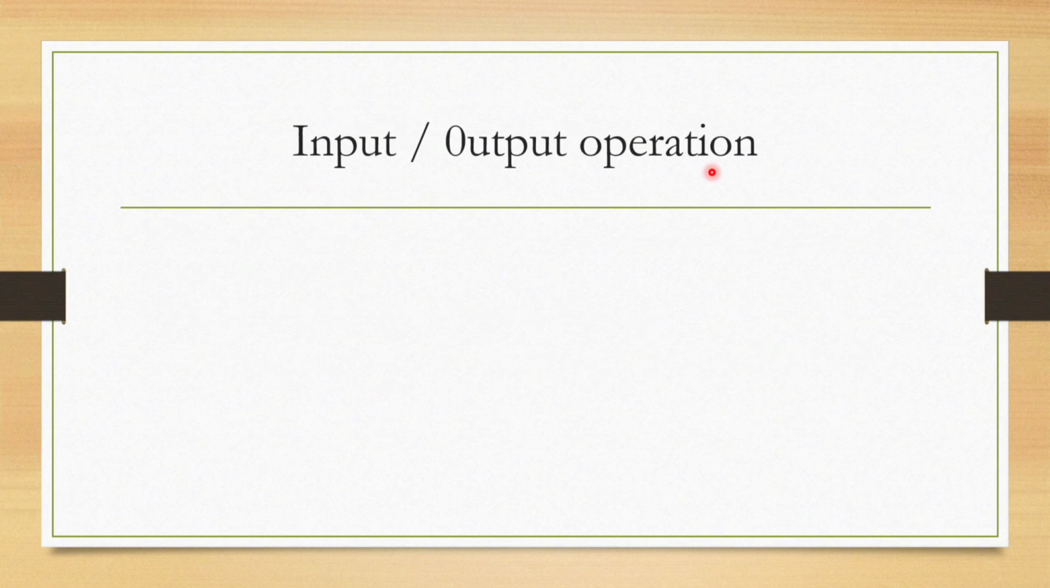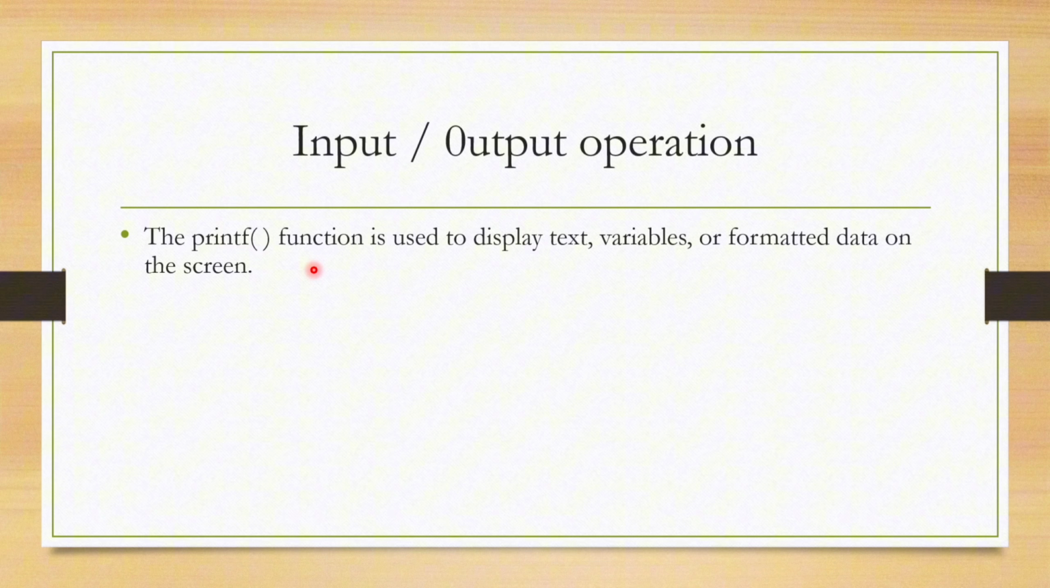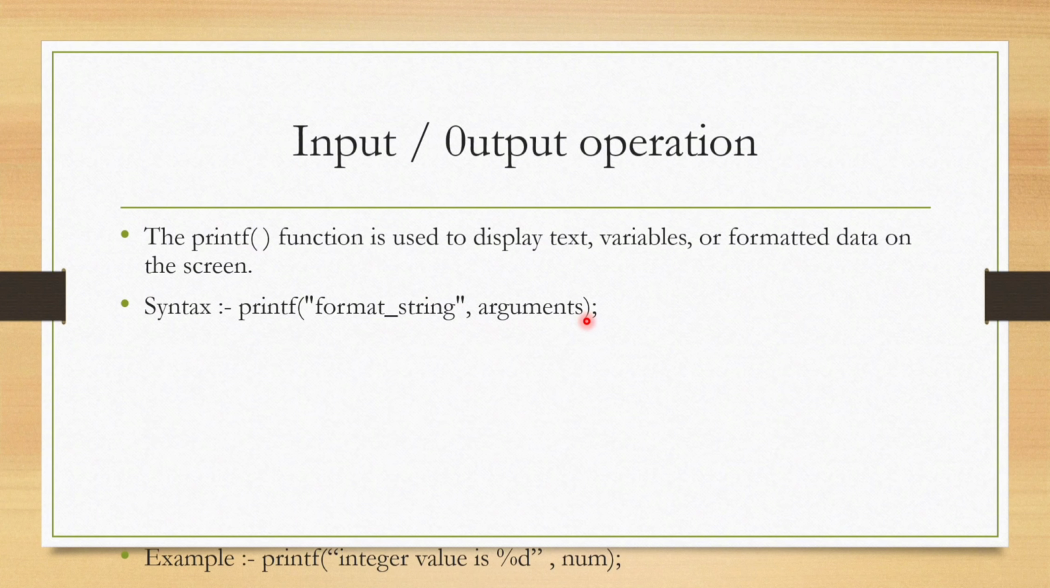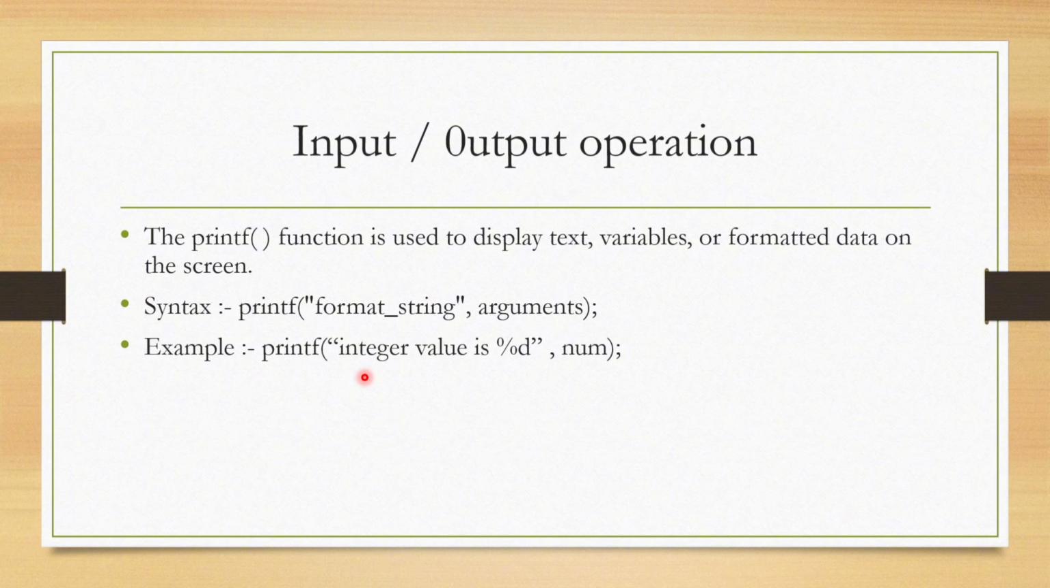Input output operation. The printf function is used to display text, variables and formatted data on the screen. Syntax: printf(formatted string, argument). Example: printf("The integer value is %d", num). The value of num is printed in the place of %d.